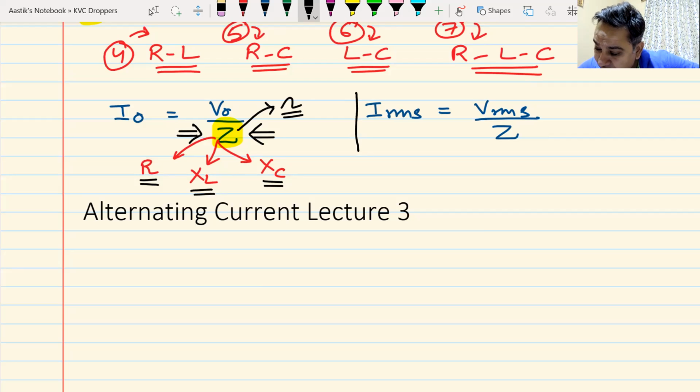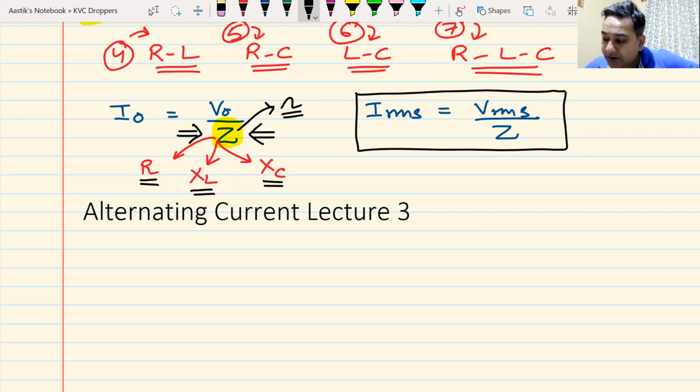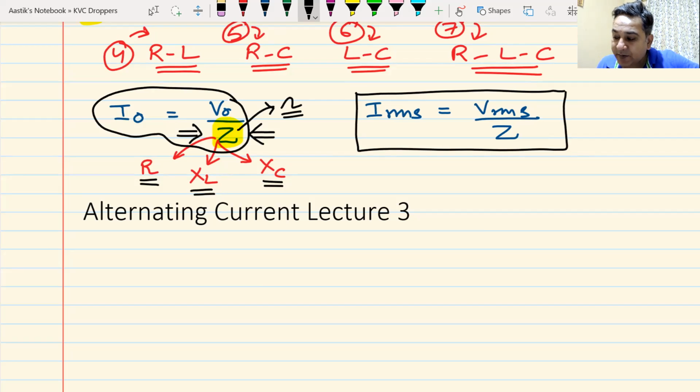And we know this result: IRMS is VRMS divided by Z, or I naught will be equal to V naught divided by Z. In all the cases, in all the circuits that we are going to do, whether it's a pure resistive circuit, pure capacitive, pure inductive, or any combination like LR, RC, and LRC. I hope we all understand this.